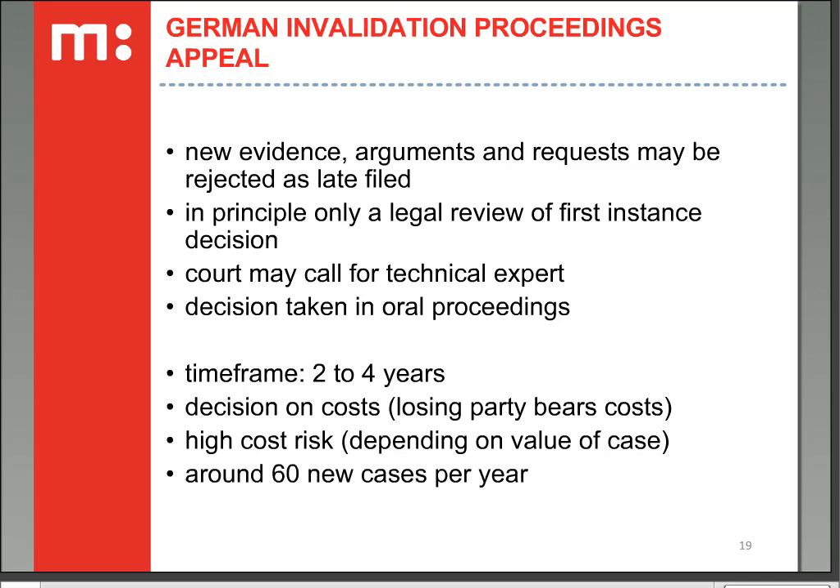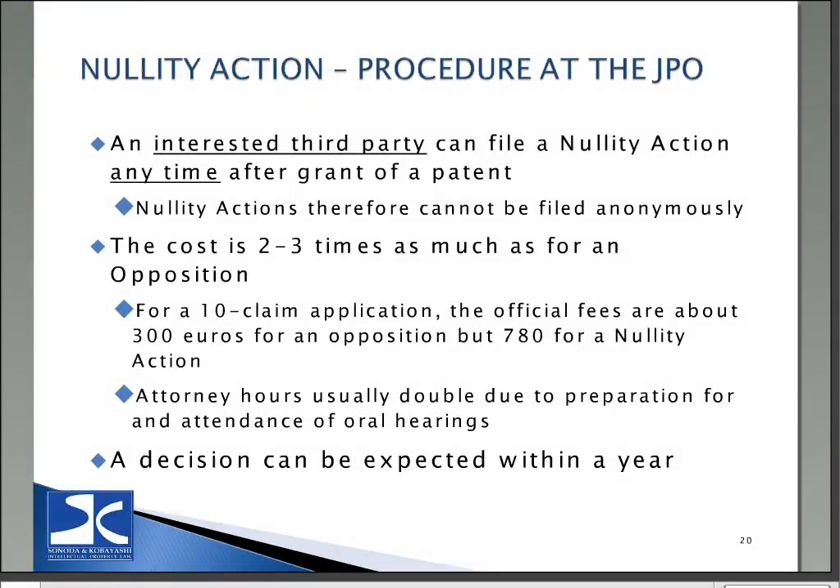There are at the moment around 60 new cases per year at the Federal German High Court, so it's not as many as in the first instance. And I think, of course, it's due to the cost risk, and many parties are happy with the first instance decision and don't want to put themselves in economic risks again. So how's the situation in Japan, Yoshi-san?